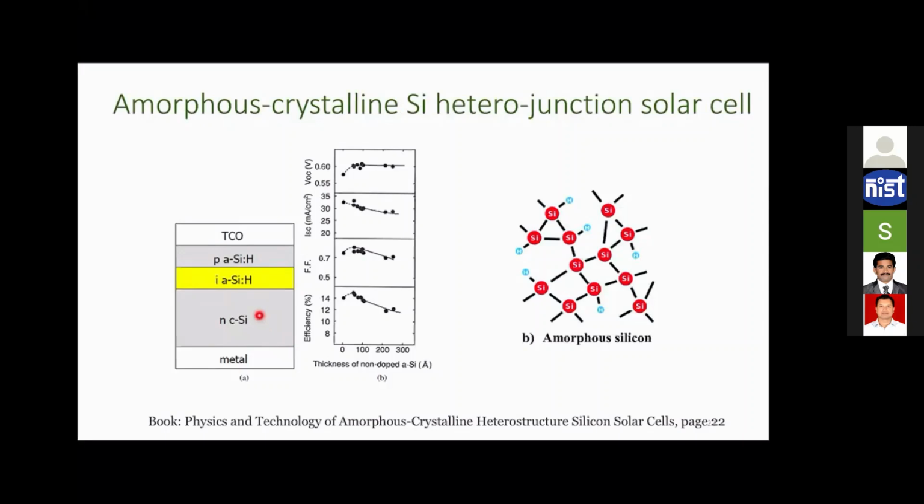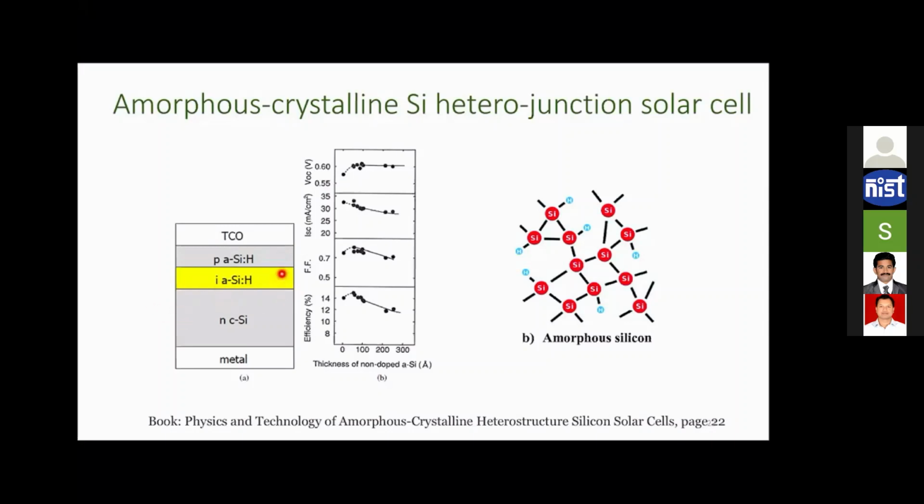So now, instead of having a direct contact between this highly doped layer and n crystalline silicon, you are having an intrinsic amorphous silicon. Being intrinsic or undoped, it has a significantly lower defect density compared to doped amorphous silicon. And this intrinsic amorphous silicon has proven to be an excellent passivation layer for the dangling bonds at the crystalline silicon surface.